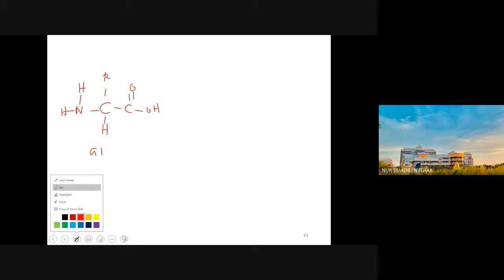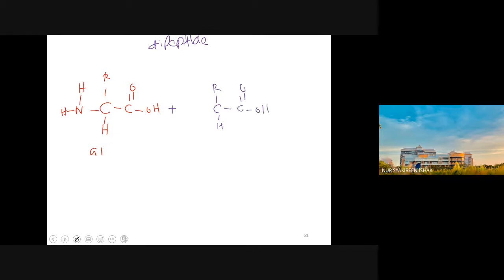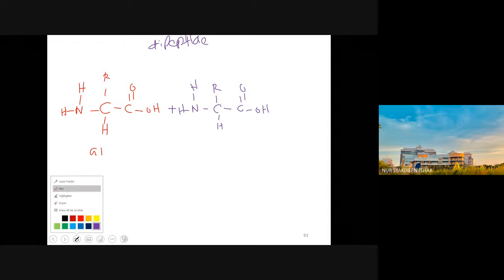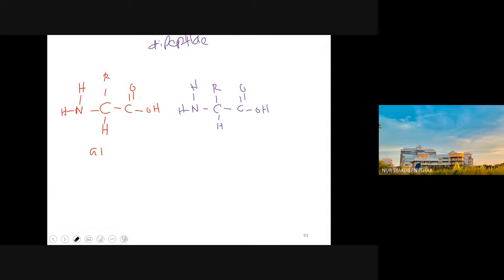Okay, so saya nak draw 2 amino acid here. So amino acid 2. Ini saya tunjuk terus lah. The formation of a dipeptide. Dipeptide is when you join two amino acids together. So you draw that. This is the second amino acid, hydrogen, side chain, carboxyl group, nitrogen and hydrogen there. So this is the amino group. Okay, so dia punya product is a dipeptide.